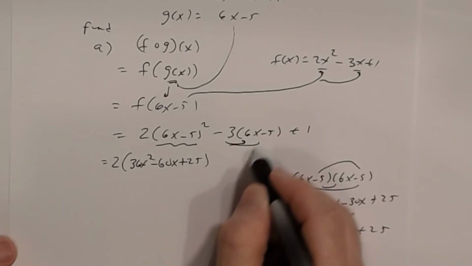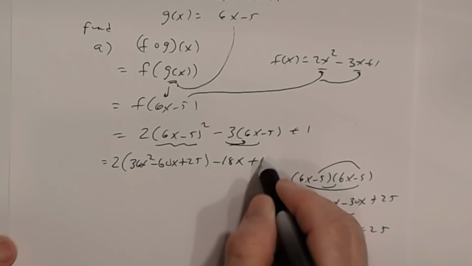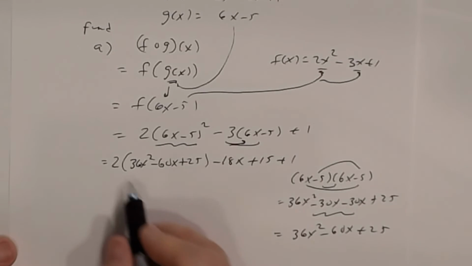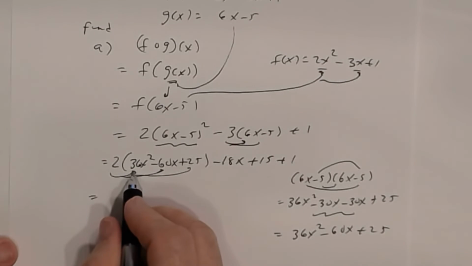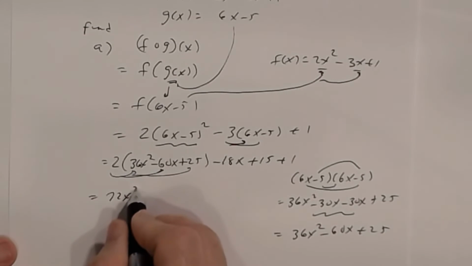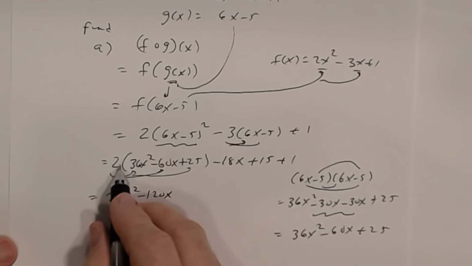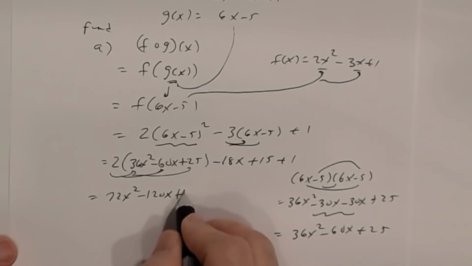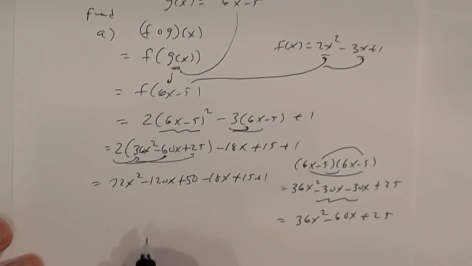And now distributing this, I get minus 18x. A negative 3 times a negative 5 is a positive 15, and then plus 1. Distributing the 2 this time, I get 2 times 36x squared, 72x squared. 2 times a negative 60x is a negative 120x. 2 times 25 is 50, and then minus 18x plus 15 plus 1.